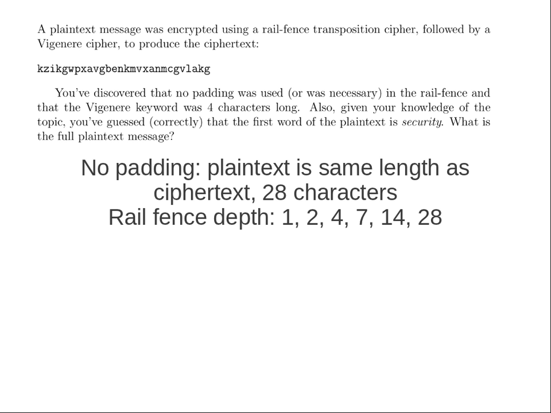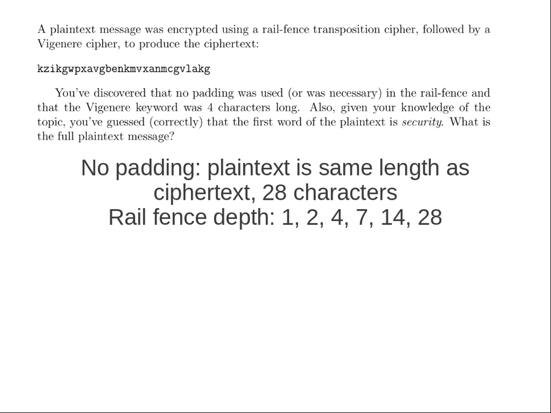1 row, you could guess I wasn't going to use, because if you use 1 row you get exactly the same output. So the options you have are 2, 4, 7, 14 or 28. That is the depth of the rail fence that you need to try. Let's try depth 2.